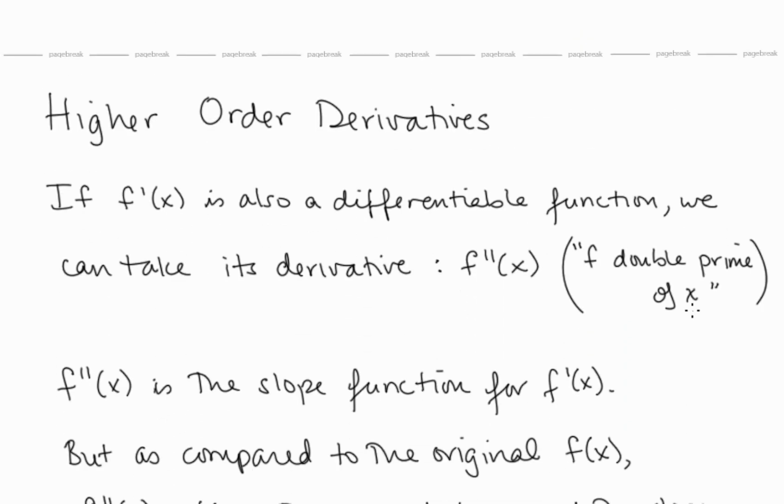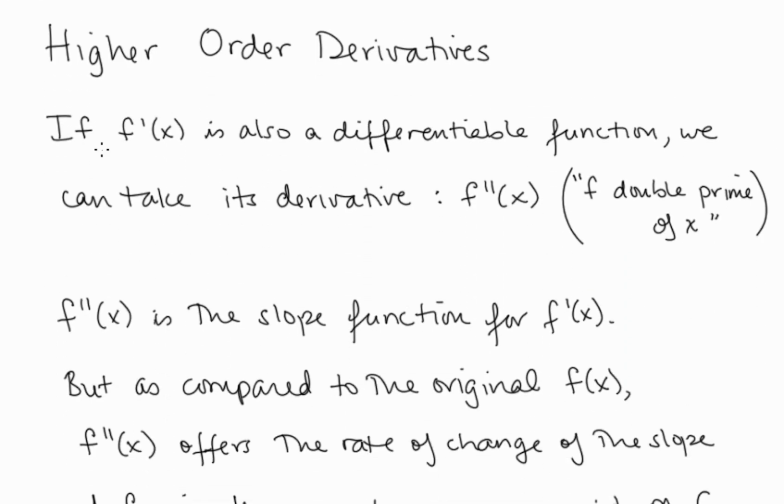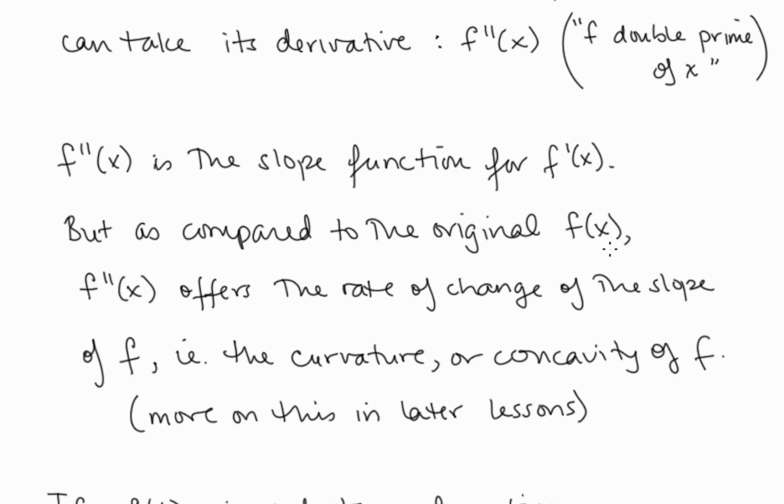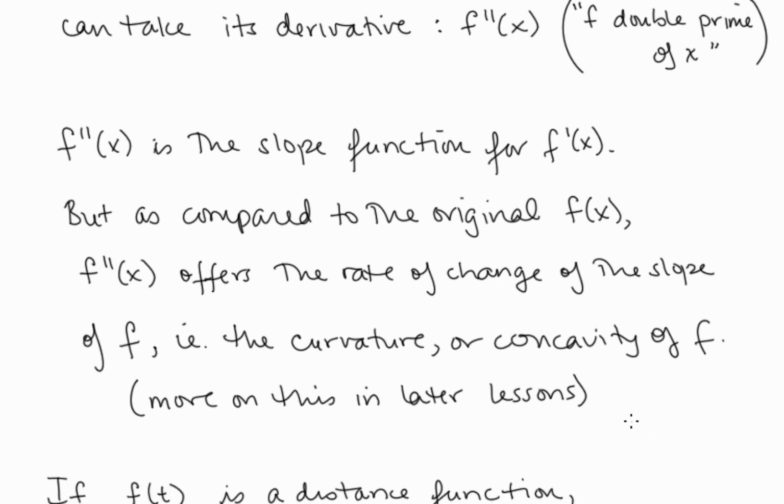Now let's take a look at higher order derivatives. If f prime of x is also a differentiable function, we can take its derivative, and that would be f double prime of x. So f double prime of x is the slope function for f prime of x. And as compared to the original f of x, f double prime offers the rate of change of the slope of f, which gives us information about the curvature or concavity of f. And we're going to see more about that in later lessons.